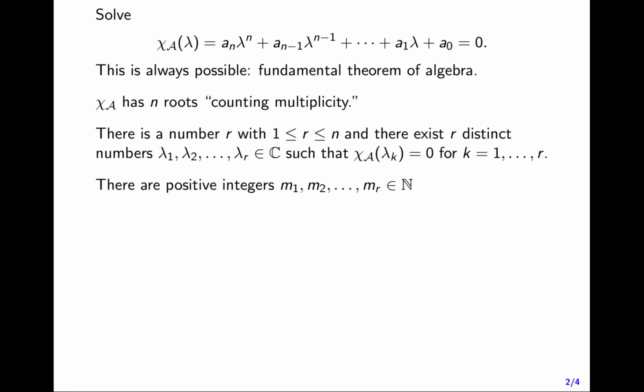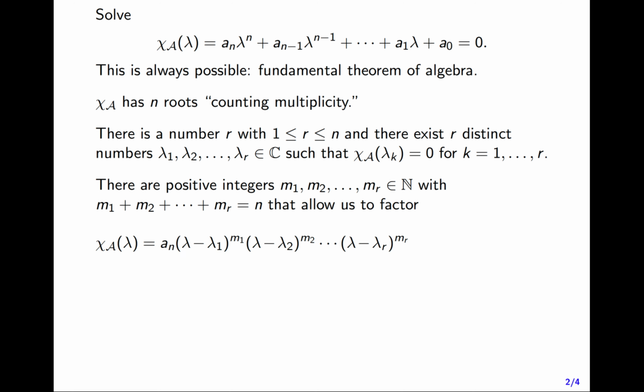And these positive integers, m1, m2 through mr, satisfy first the sum m1 plus m2 plus all the way up through mr is equal to n. So these numbers mk add up to n. And I get the final factorization. Chi A of lambda is equal to an times the factor lambda minus lambda 1 to the power m1 times the factor lambda minus lambda 2 to the power m2 times all the way up through the factor lambda minus lambda r to the power mr.